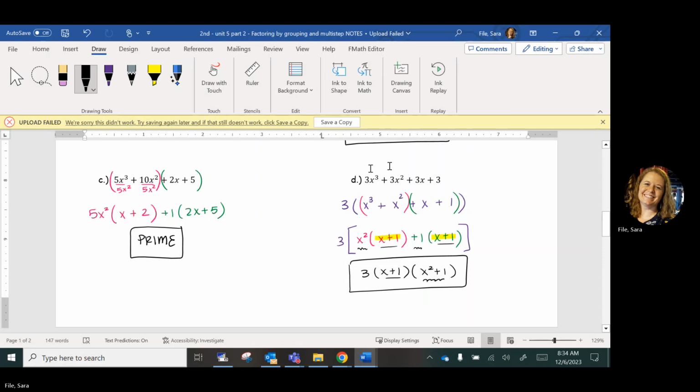All right. How you feeling? Feel okay about grouping? All right, then let's flip over. That's the last type of factoring.